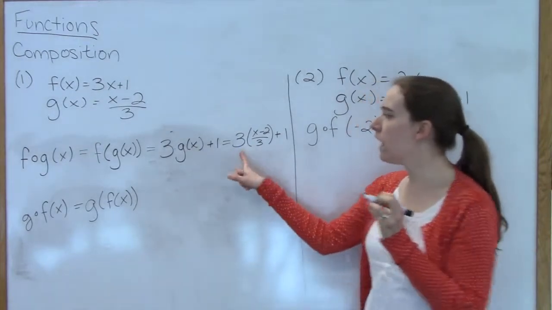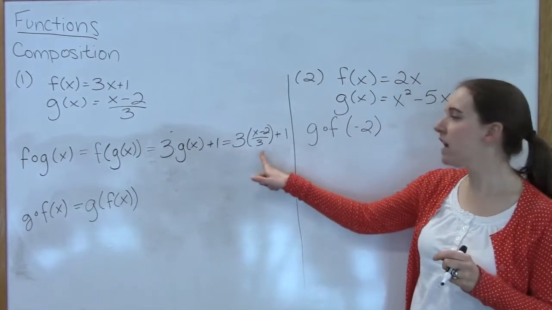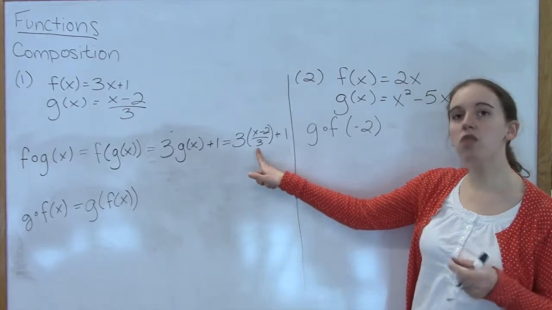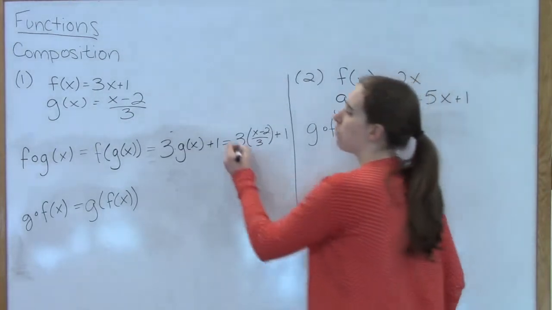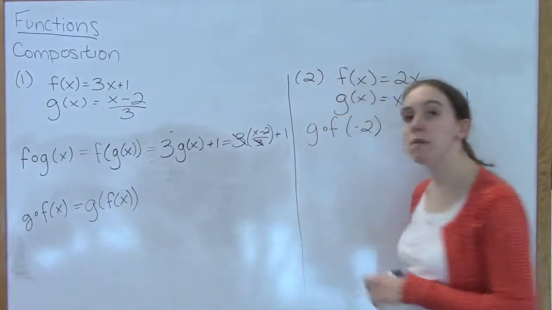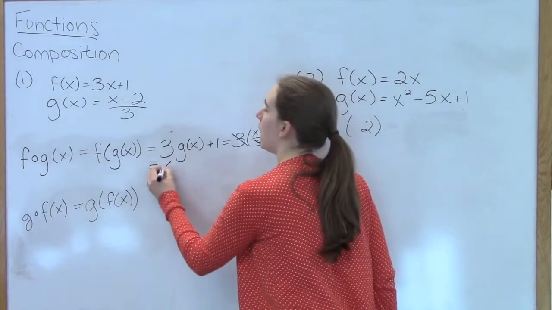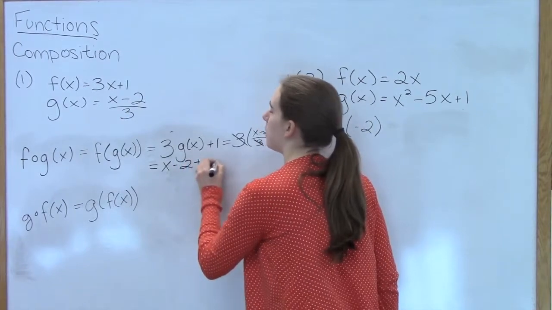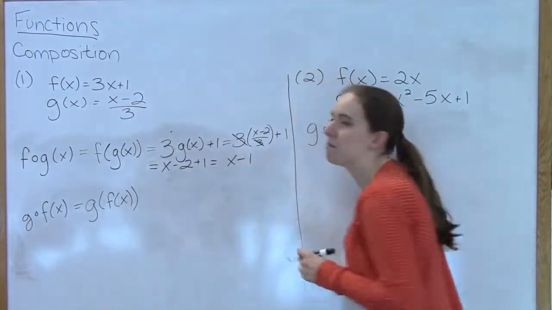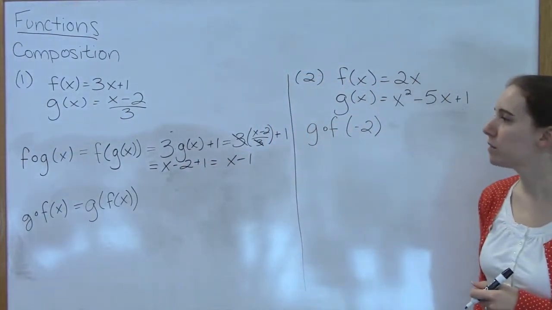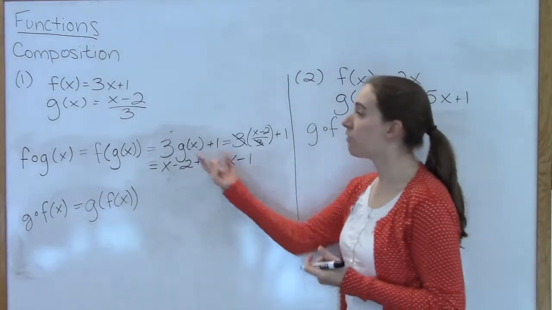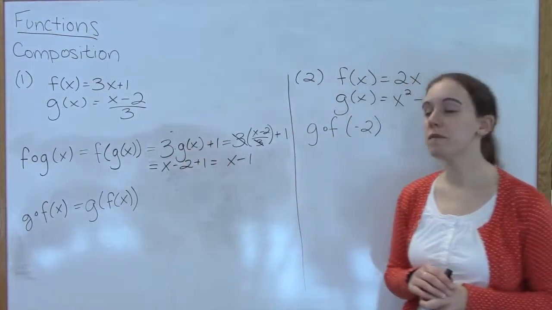Now notice here I'm multiplying something by 3 and also dividing it by 3. Those are inverse operations, so those are just going to cancel to make 1. So what we're left with is x minus 2 plus 1, or x minus 1 when I combine my like terms. So we have an equation now for f composed with g of x.